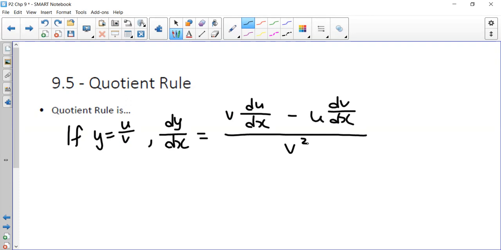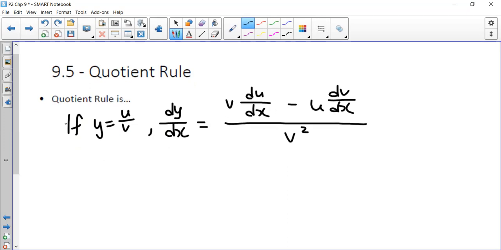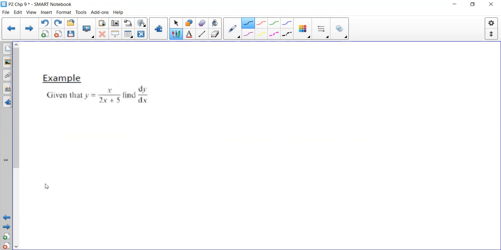What's product rule again? So pause the video, ask yourself, what's product rule? Okay, play. The product rule is v du plus u dv. So the difference is from a plus to a minus and all over v squared. That's why, if you remember, the first one is always v du to begin with. That's easy to remember. Right, we're going to use this today.